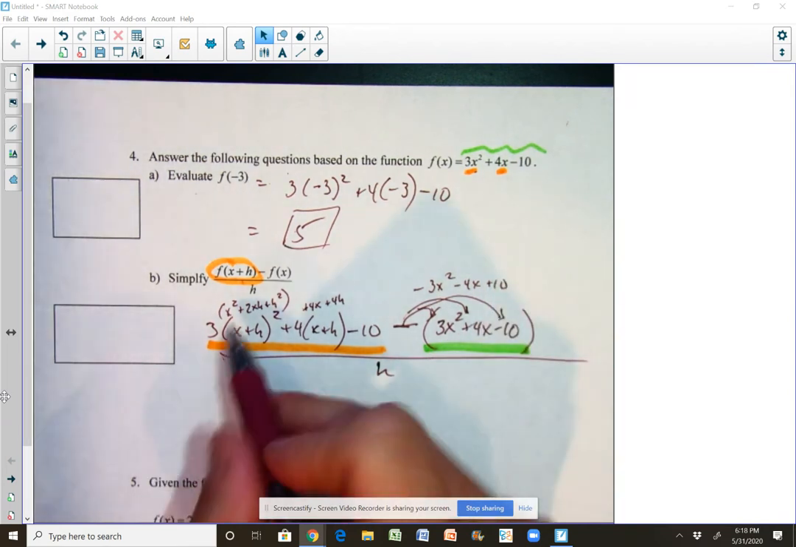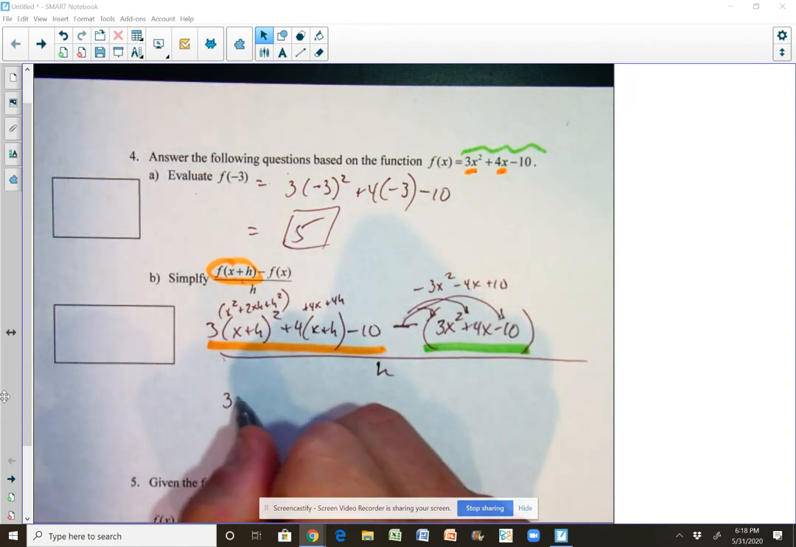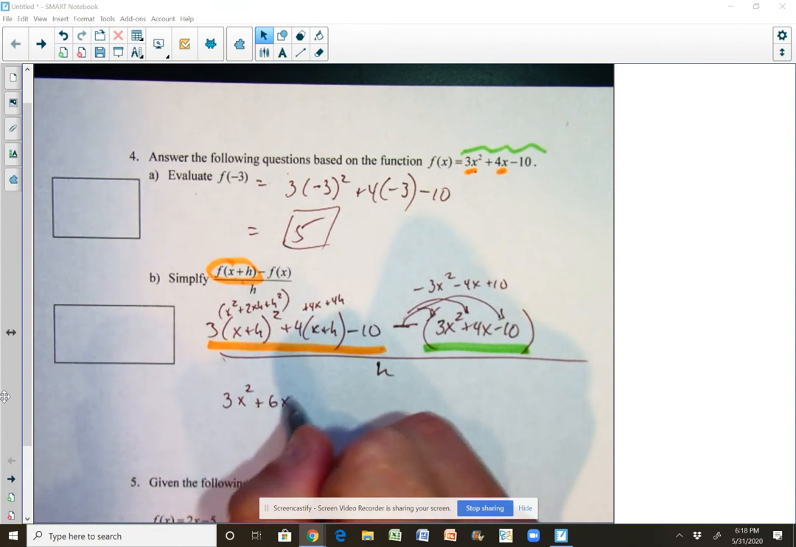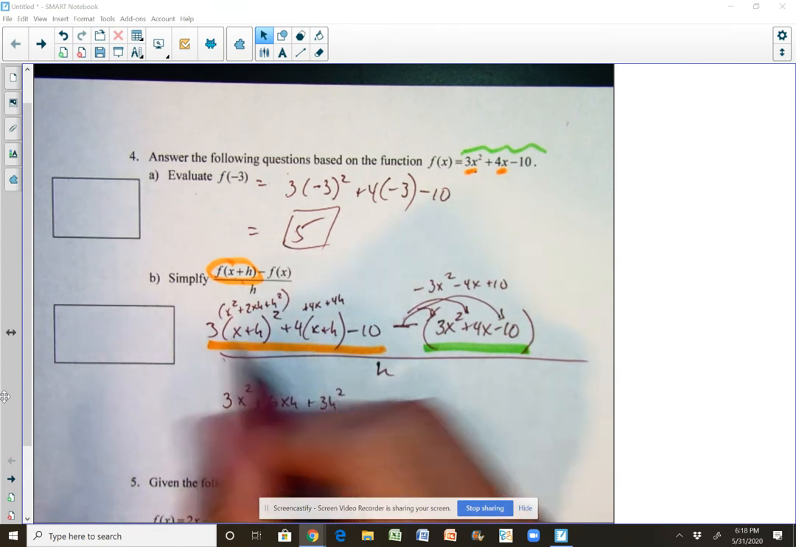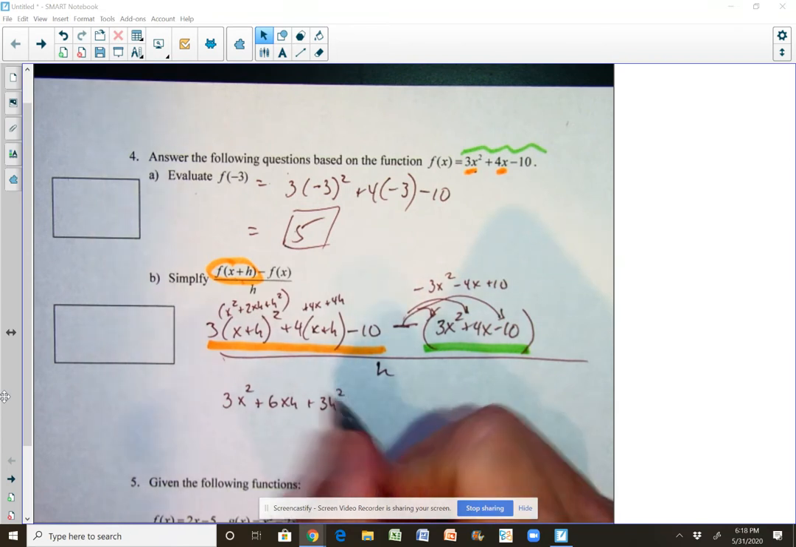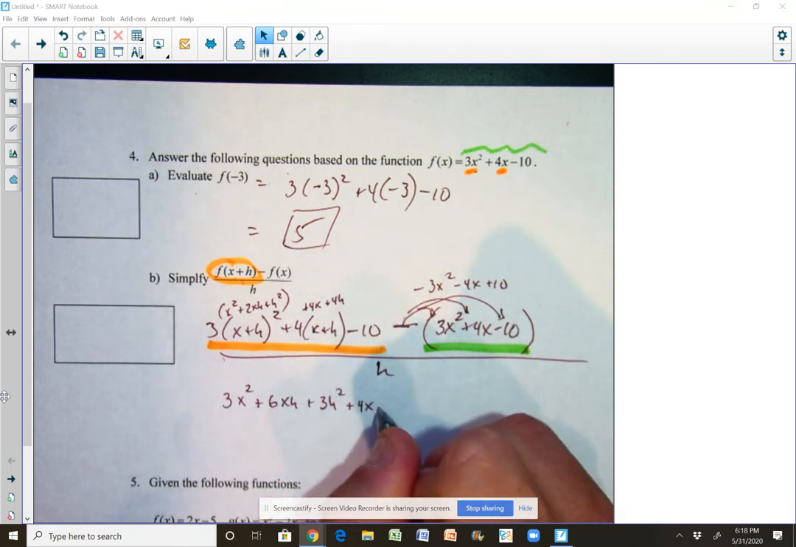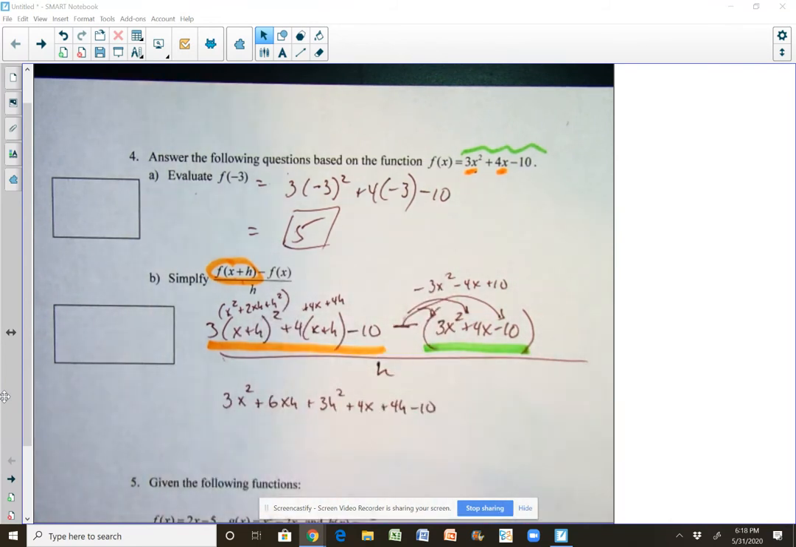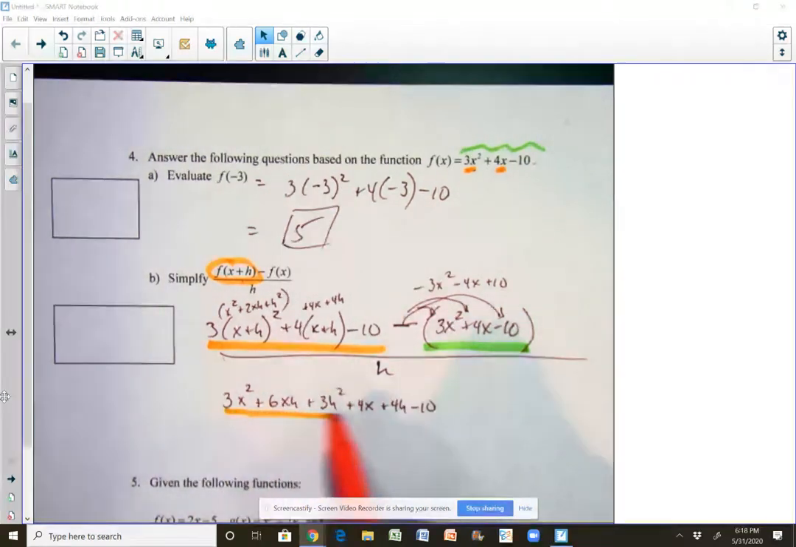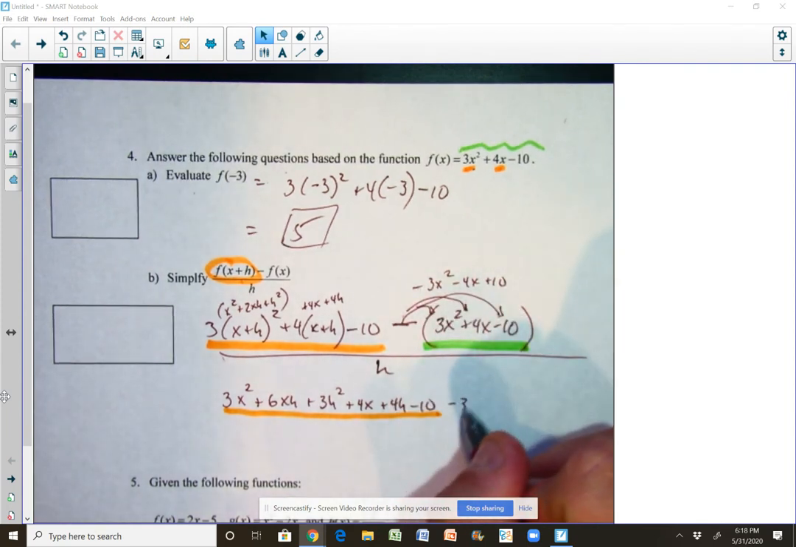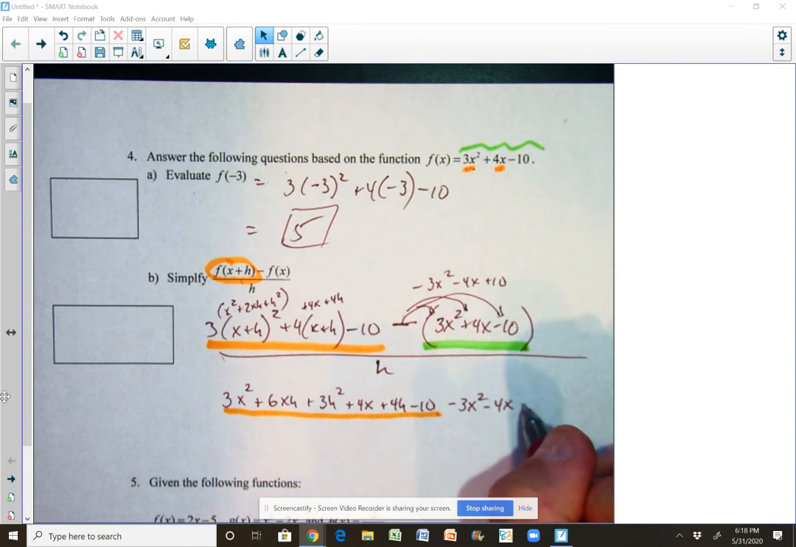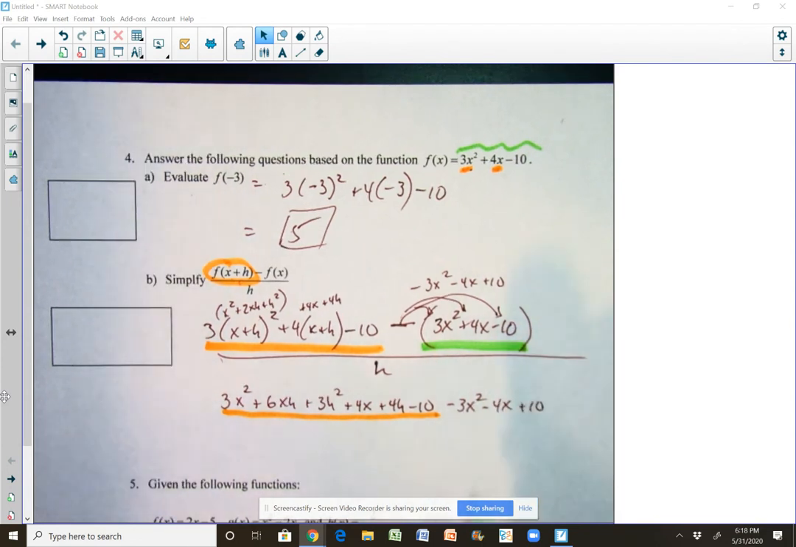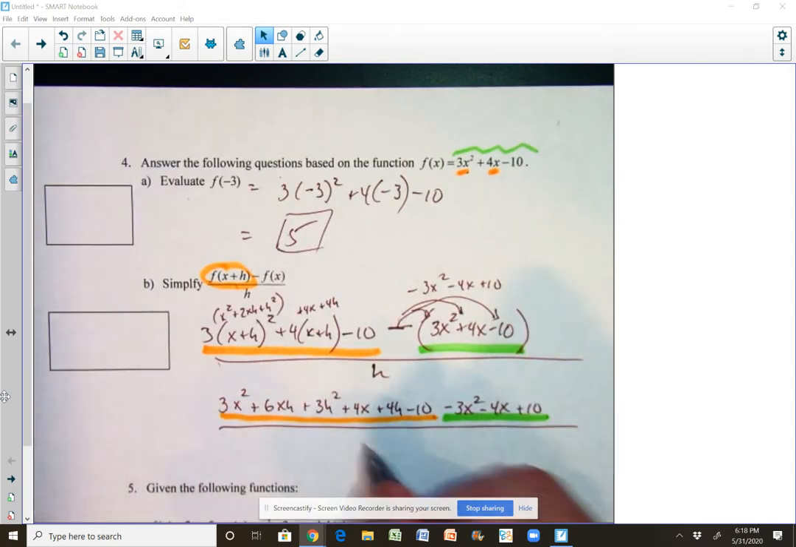So if we write that out and we distribute the 3 here, 3x squared plus 6xh plus 3h squared, that's distributing the 3 to here. And then we have plus 4x plus 4h minus 10. That takes care of all the orange stuff. Again, if we highlight that, all of that is the orange. And then on the green, we have minus 3x squared minus 4x and plus a 10. So all of this is all of the green stuff. And again, we have that all over h.